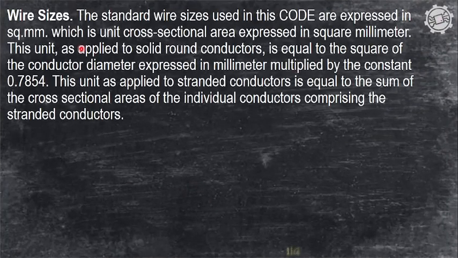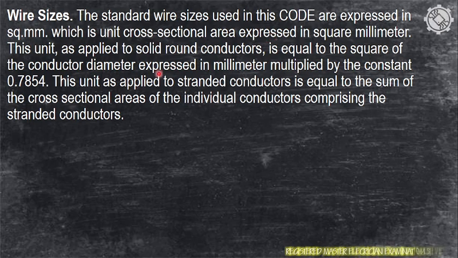Okay, then we have wire sizes. Unlike what we usually use, all wires in this code, the PEC Part 2, are expressed in square millimeter, which is the unit of cross-sectional area. If it is a solid wire, the diameter of each conductor will be in millimeter, but the size itself must be in square millimeter. So there is no circular mil and no AWG here. When following the Philippine Electrical Code, it should be square millimeter.